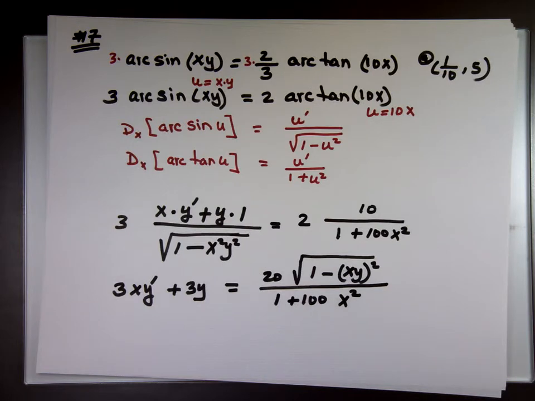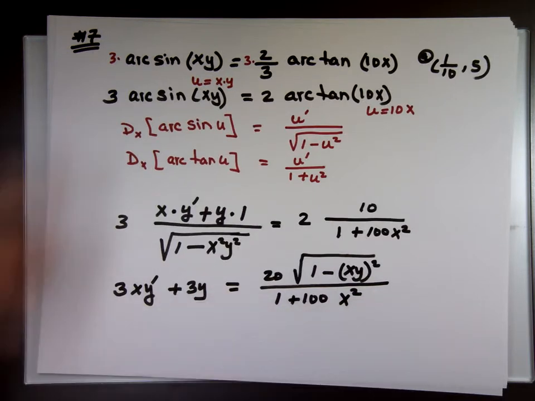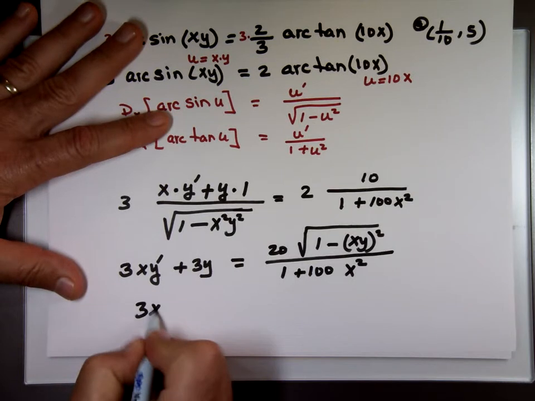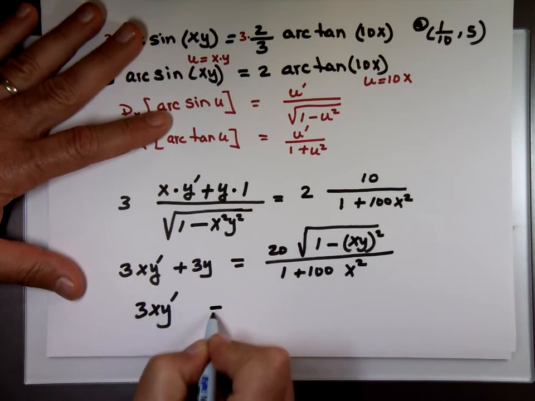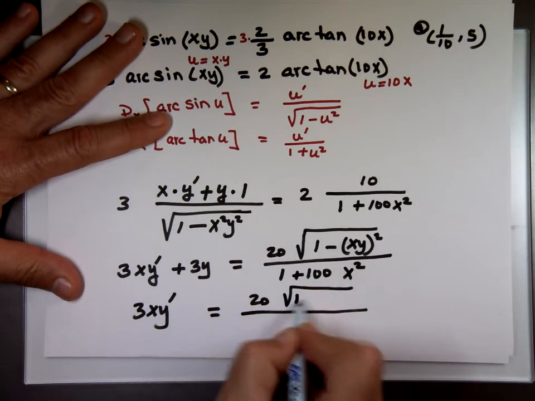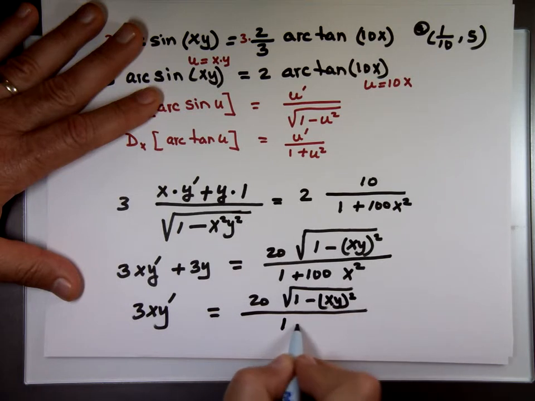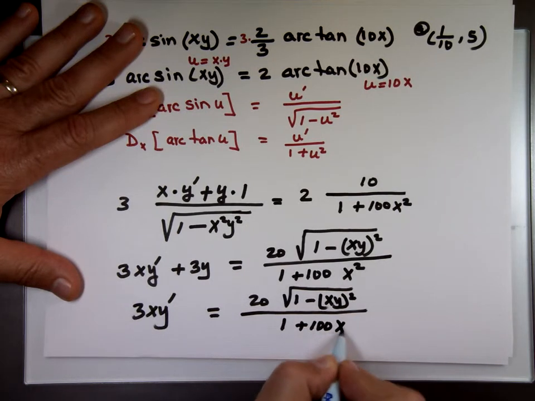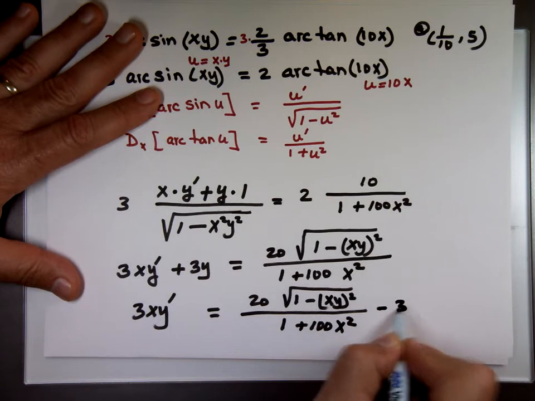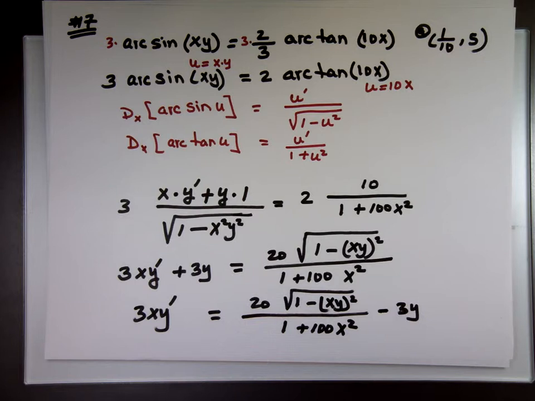That's why they give us the answer at a point, just to make our life easy. Now, you're going to bring the 3y there. So when you take the 3y, it becomes a minus. And what's the last step? Divide everything by 3x.